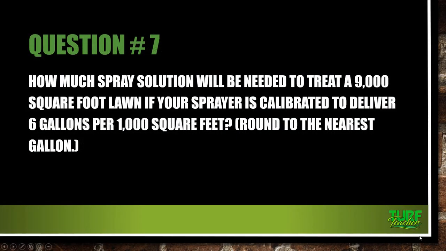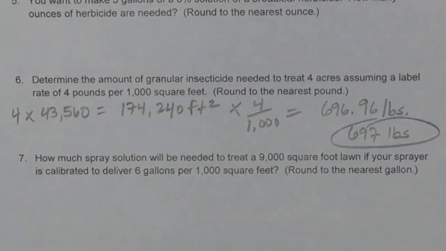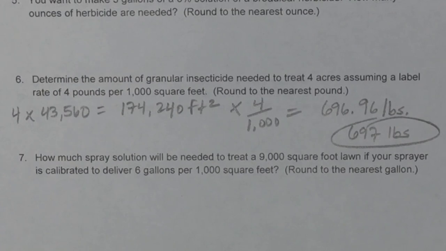Question number seven. How much spray solution will be needed to treat a 9,000 square foot lawn if your sprayer is calibrated to deliver 6 gallons per 1,000 square feet? Round to the nearest gallon, and let's do the math. How much spray solution will be needed to treat a 9,000 square foot lawn if your sprayer is calibrated to deliver 6 gallons per 1,000 square feet? Round to the nearest gallon.